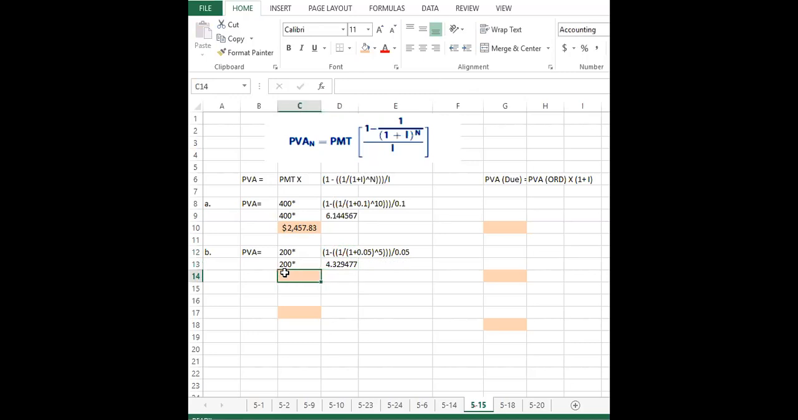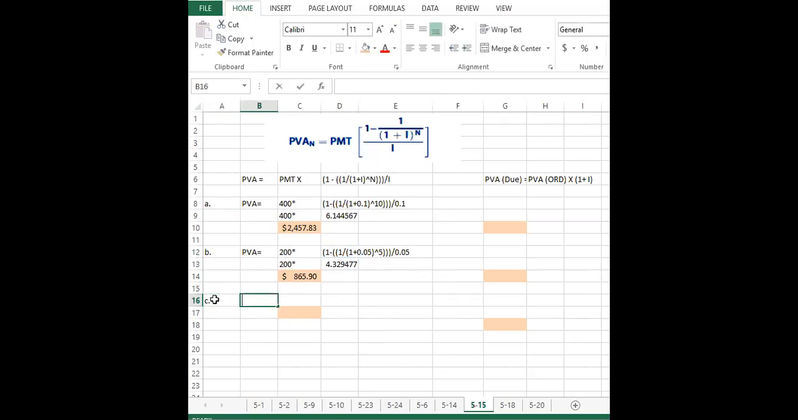So the answer is multiply by 200 multiplied by factor. This is the answer, 865. And the last step where we have 0% interest rate.